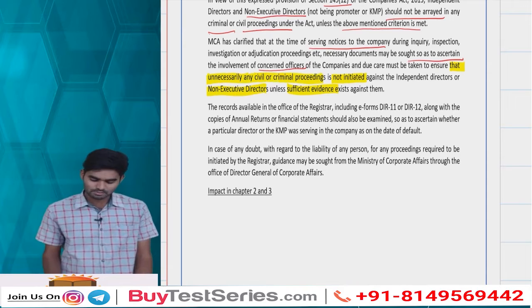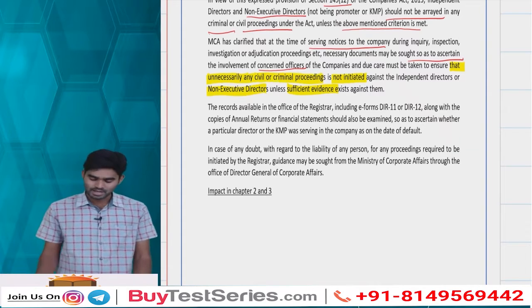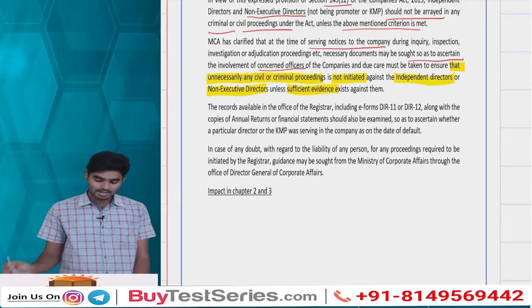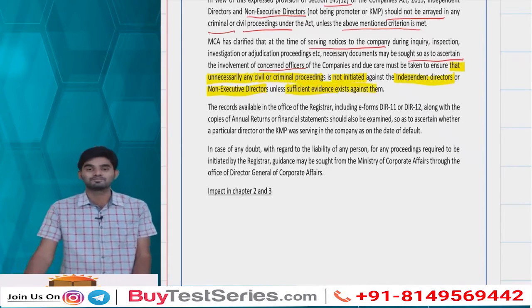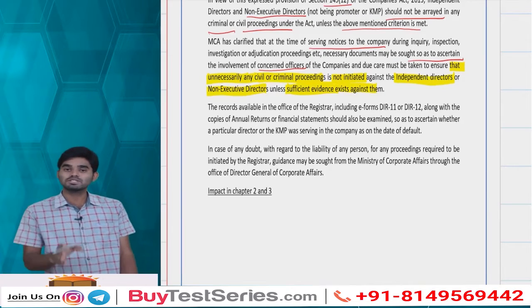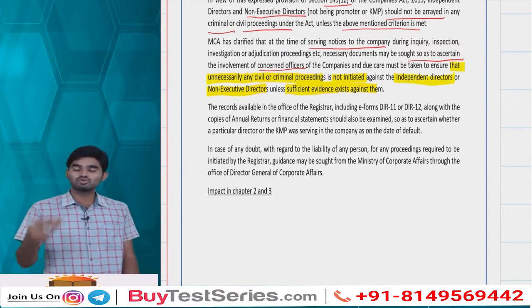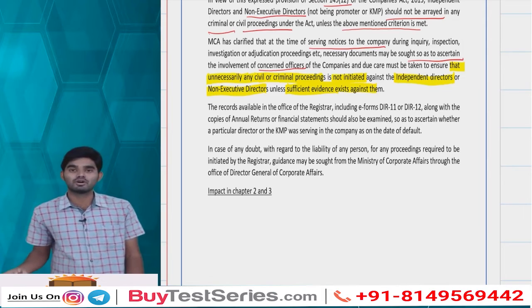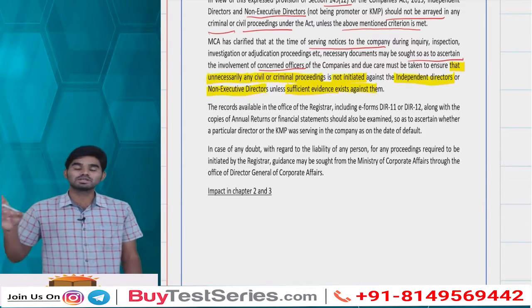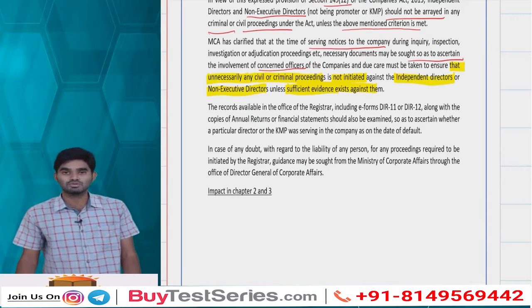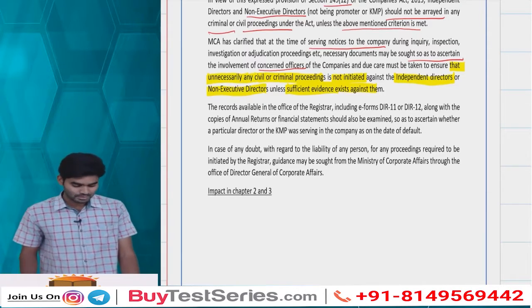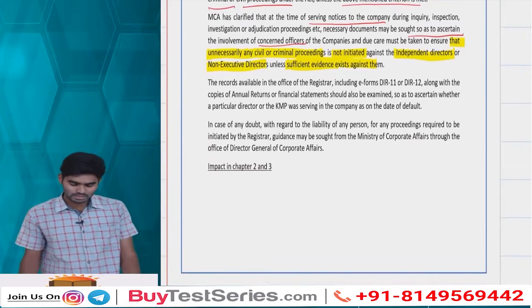So what it says, ensure that unnecessarily any civil or criminal proceedings is not initiated against the independent directors or non-executive directors unless you have sufficient evidence against them. So if at all you have sufficient evidence so that you could prove that they're involved in this particular fraud, then you issue notice to these independent directors and the non-executive directors and they may be prosecuted. Clear, everyone?